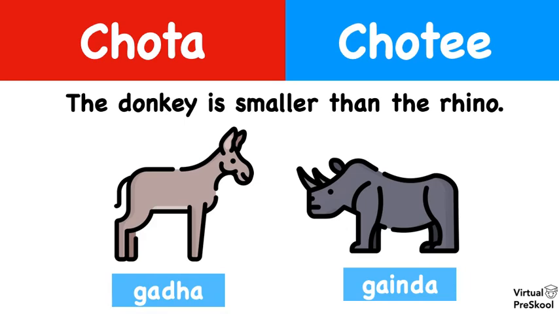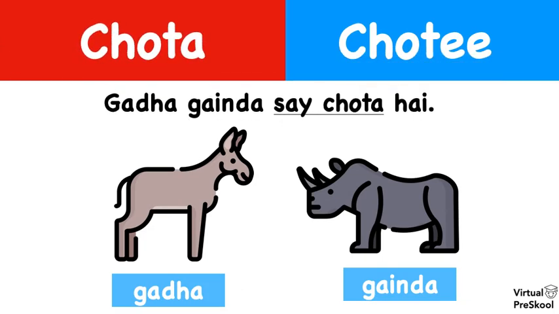How would we say the donkey is smaller than the rhino? Gadha genda se chota hai.